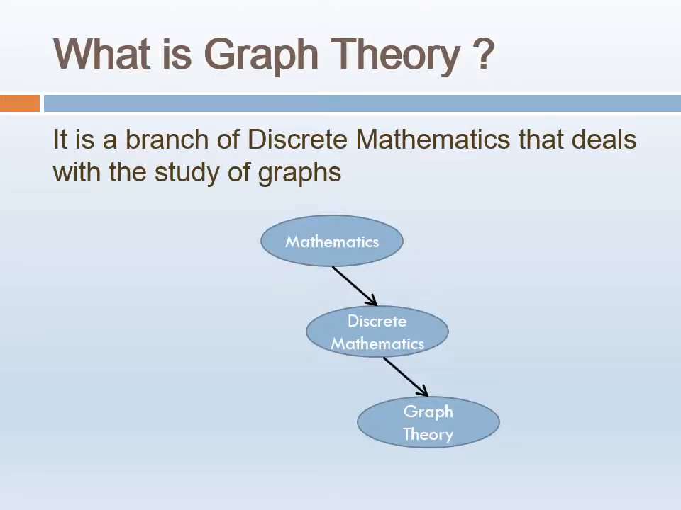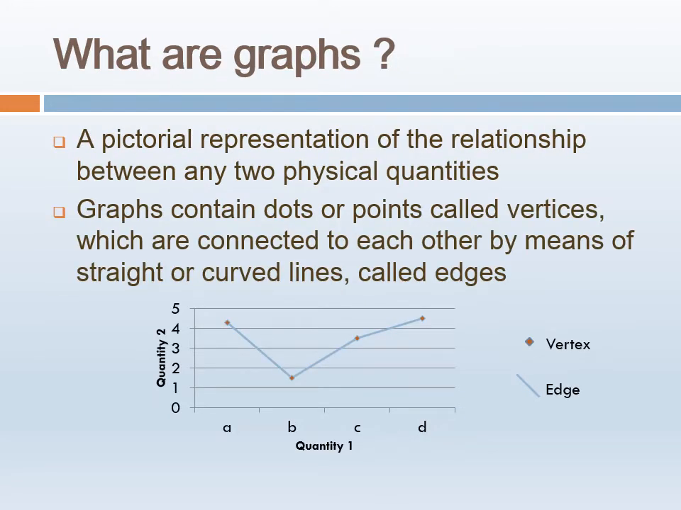What is graph theory? It is a branch of discrete mathematics that deals with the study of graphs. Then, what are graphs? Graphs are a means to represent the relationship between any two physical quantities in a pictorial way. Or, in other words, we can say that graphs contain dots or points called vertices, which are connected to each other by means of straight lines or curved lines called edges.